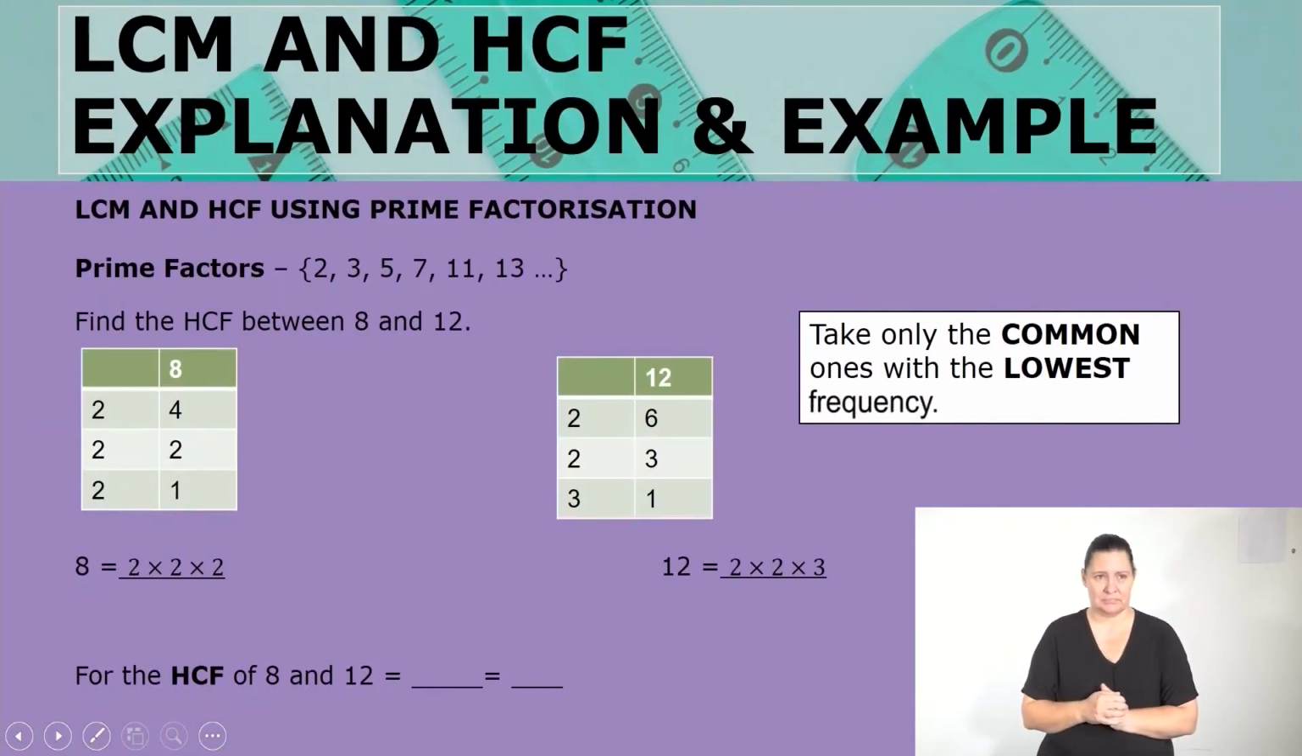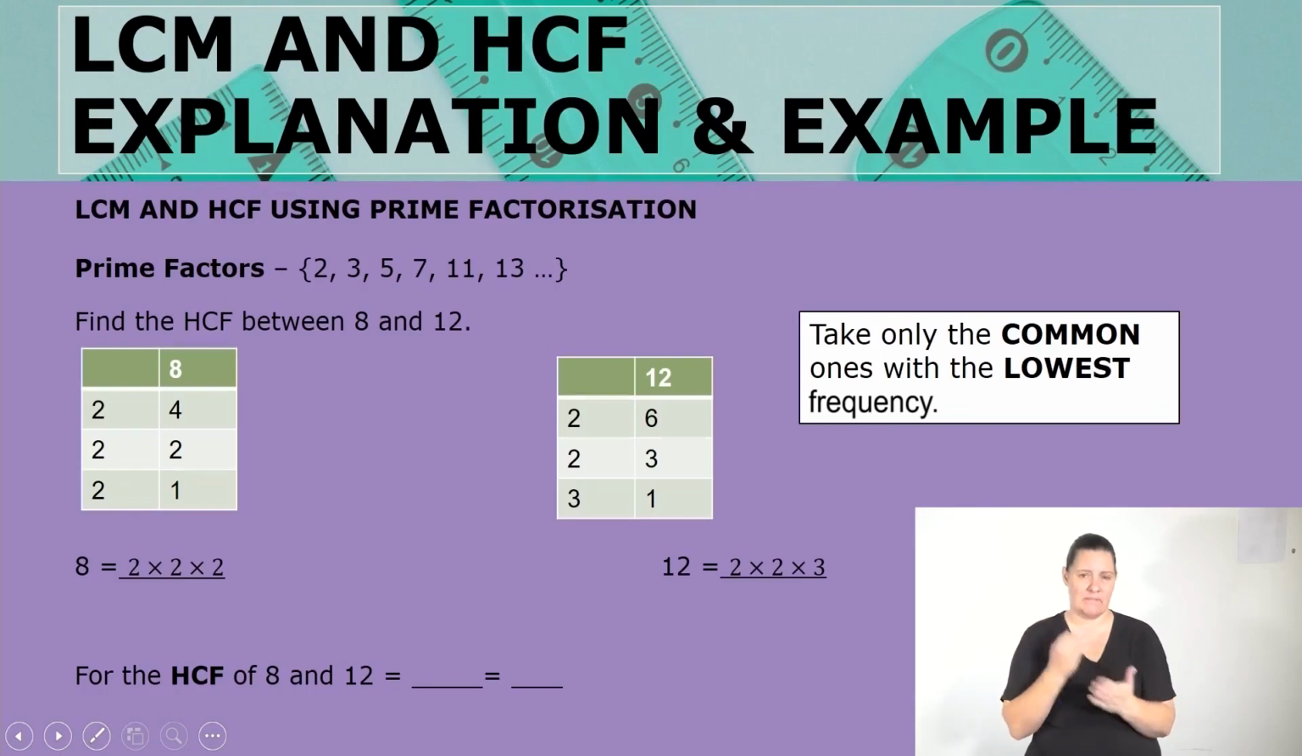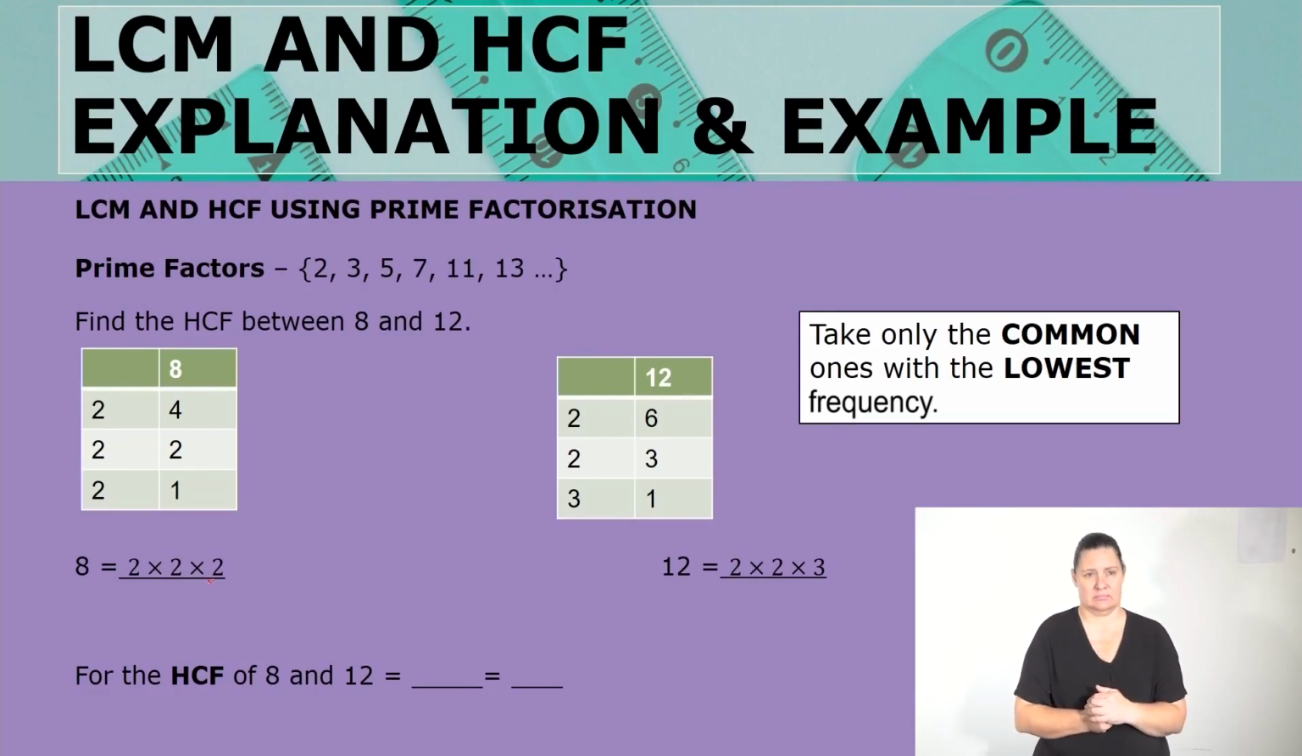Now, we've already written our 8 and our 12 using our prime numbers. Then, how do we find the highest common factor? With this one, we are going to look for the common factors only. So the common factor here is only the 2. But this time, we are looking for the one where the least 2's appear. So remember, with the lowest common multiple, we took where the highest number of 2's appear.